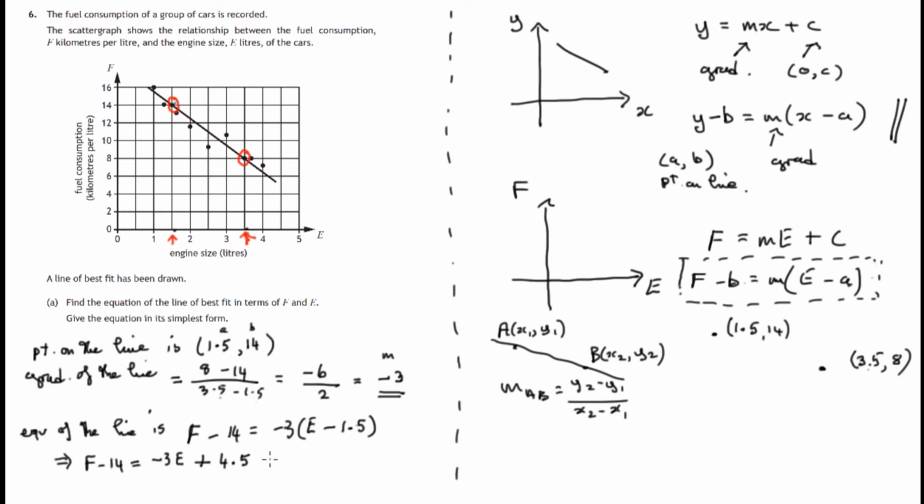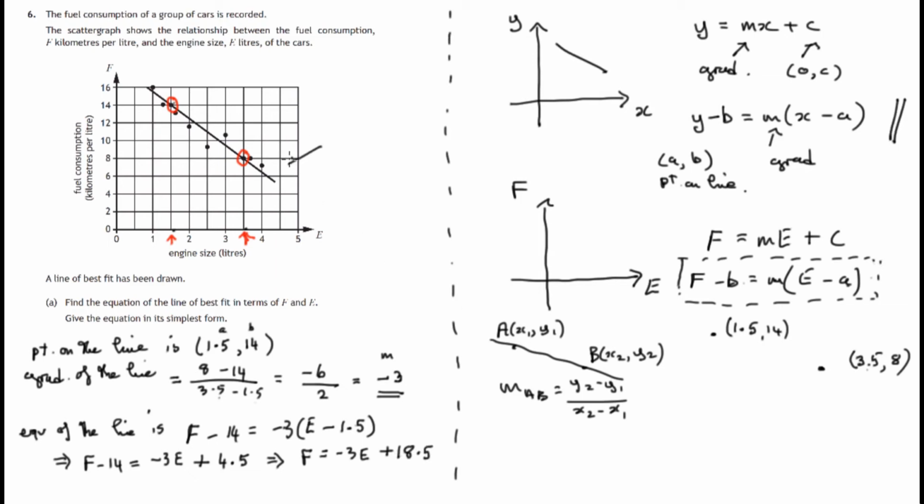And this isn't quite finished yet for simplification. Let's add 14 to both sides. We get f equals negative 3e, and then we're adding 14 to get rid of this, so adding 14 to 4.5 is 18.5. So this line of best fit has equation f equals negative 3e plus 18.5.